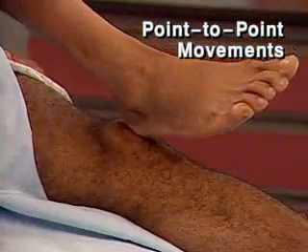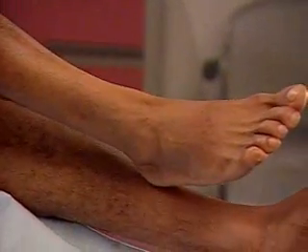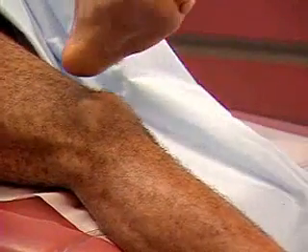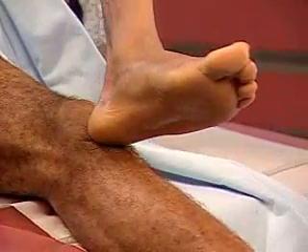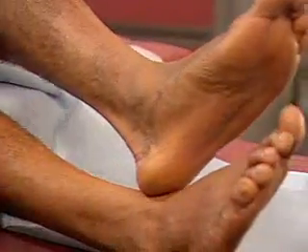To test point-to-point movements of the legs, ask the patient to place one heel on the opposite knee and then run it down his shin to the big toe. The patient should be able to do this smoothly and accurately. Note any tremor or awkwardness. Assess both legs.